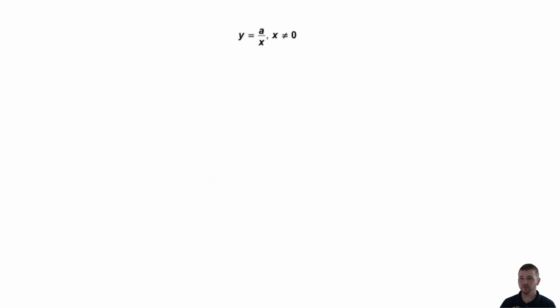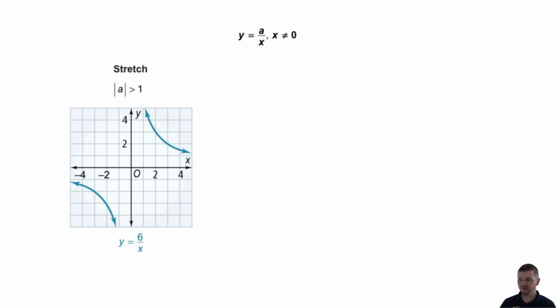Next, in the case of y equals a over x, where x does not equal 0, we have a stretch if the absolute value of a is greater than 1. An example graphed below, y equals 6 over x.